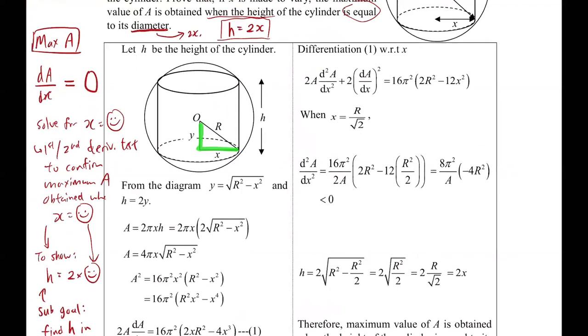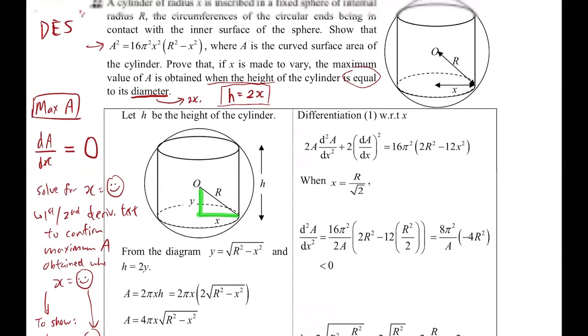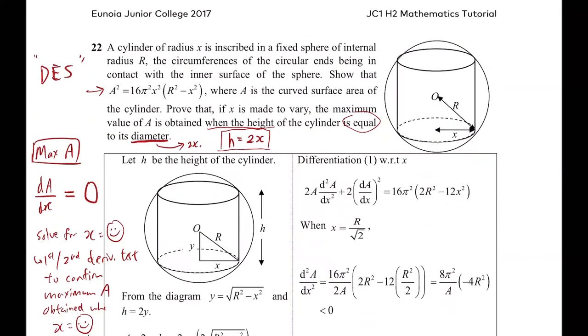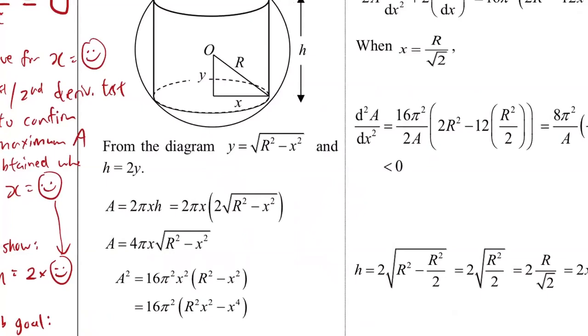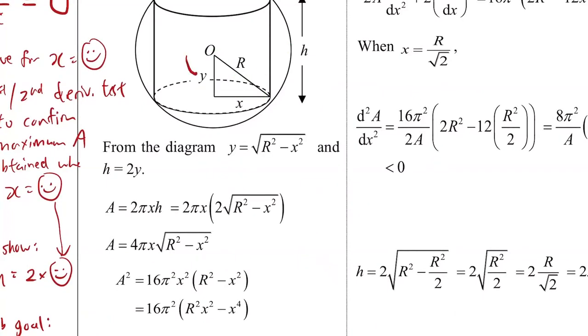Actually, why do they introduce y? Okay, it doesn't really matter. But do you agree that there's a right-angled triangle here? Yes, r, x, and y. Why do you introduce y? Introduce the y into the diagram. And then from there, you can use Pythagoras theorem, and you conclude y equals square root of r squared minus x squared. Okay? Just make y the subject from Pythagoras theorem.